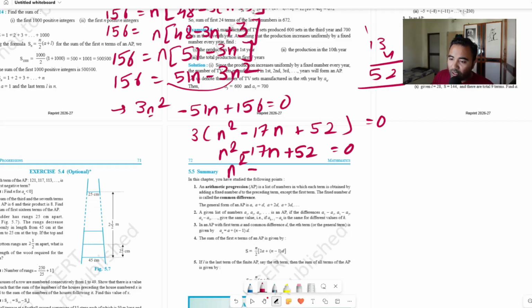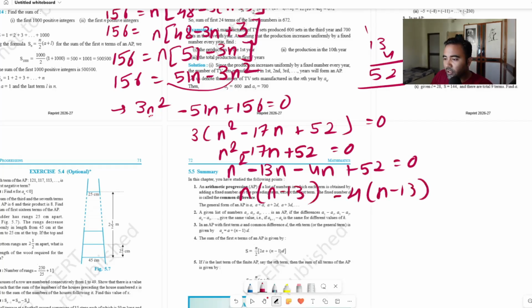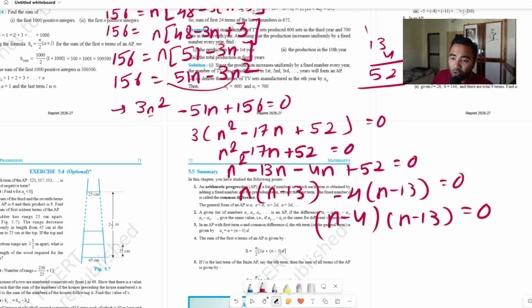So n square minus 13n minus 4n plus 52 is equal to 0. We'll take n common, n minus 13, minus 4 common, n minus 13 is equal to 0. So n minus 4 and n minus 13 is equal to 0. So keep in mind we have two values of n. So n could be either 4 or n could be 13, right?